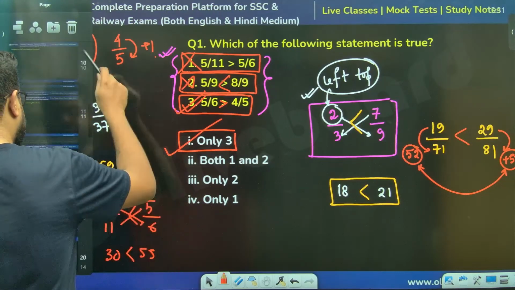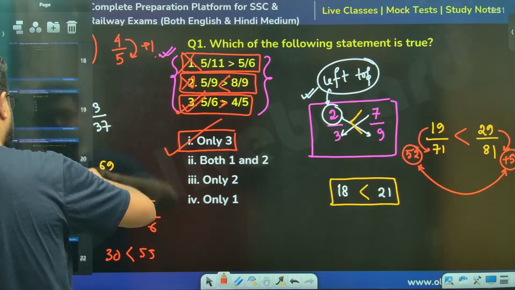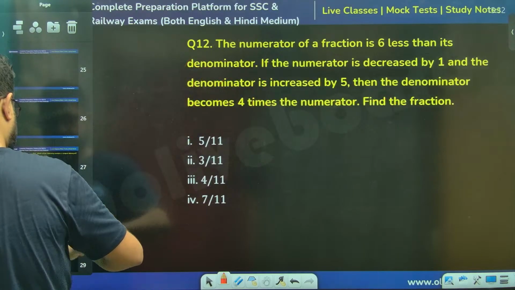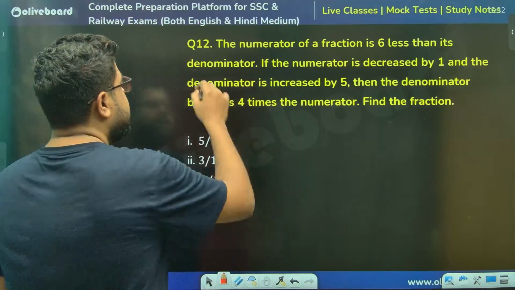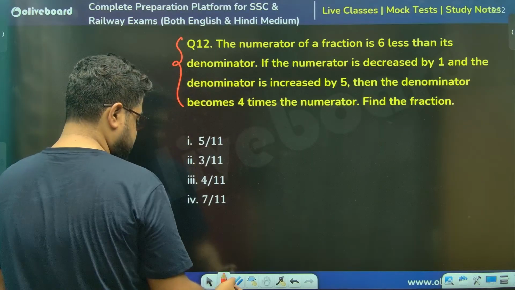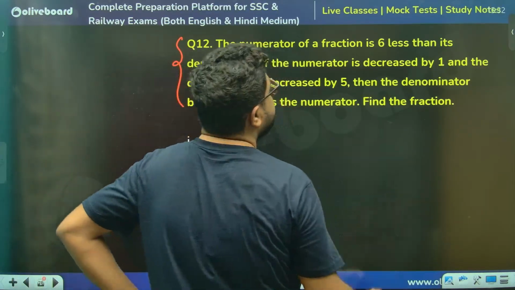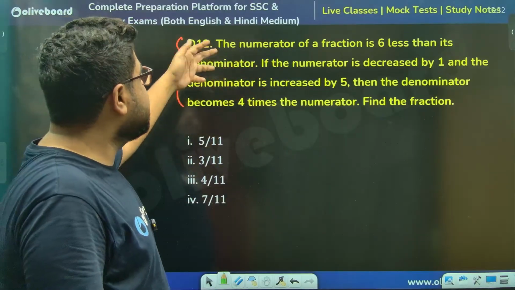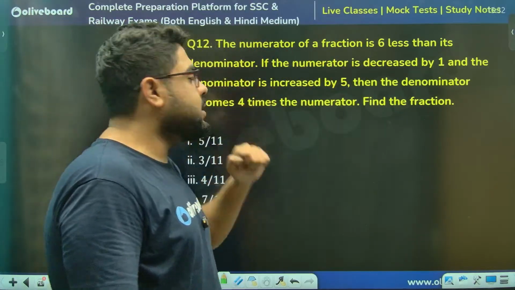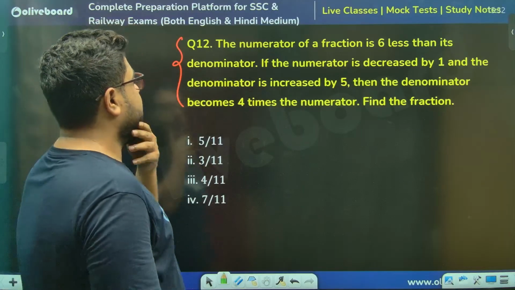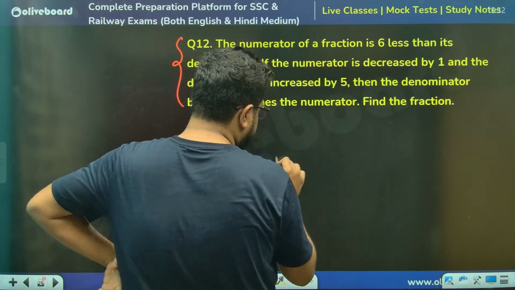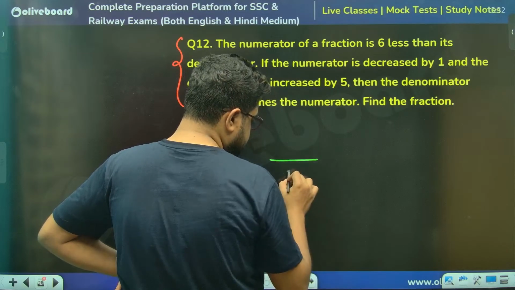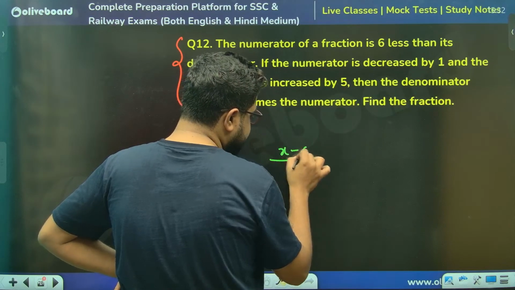Now the fraction word problems. The numerator of a fraction is 6 less than its denominator. Let's solve one such question. Numerator is 6 less than its denominator. So if I say this is x, the numerator will be x minus 6.